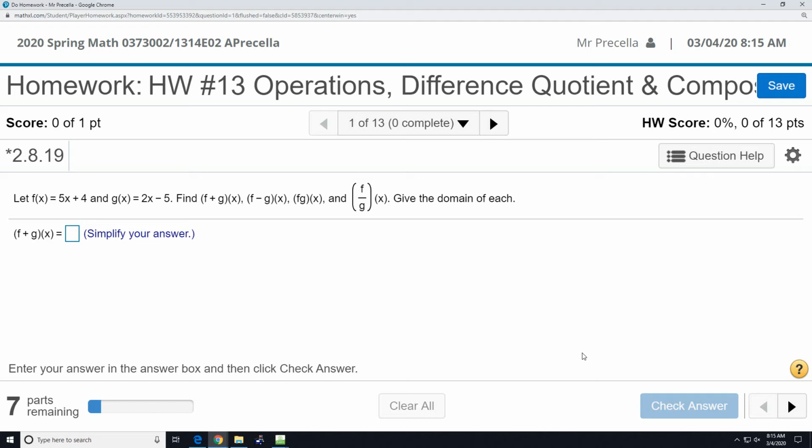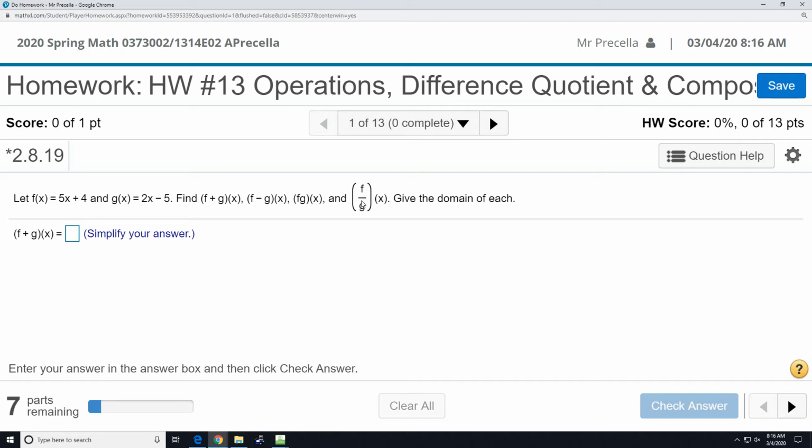They give you two functions. f of x is equal to 5x plus 4, and g of x is equal to 2x minus 5. And you'll notice they're wanting us to find f plus g, f minus g. Look at this one here, fg. I don't even see a symbol there. If you don't see an operation, what do you assume it is? Multiplication, so we're multiplying f times g. And then they're representing division with a fraction bar, f divided by g.